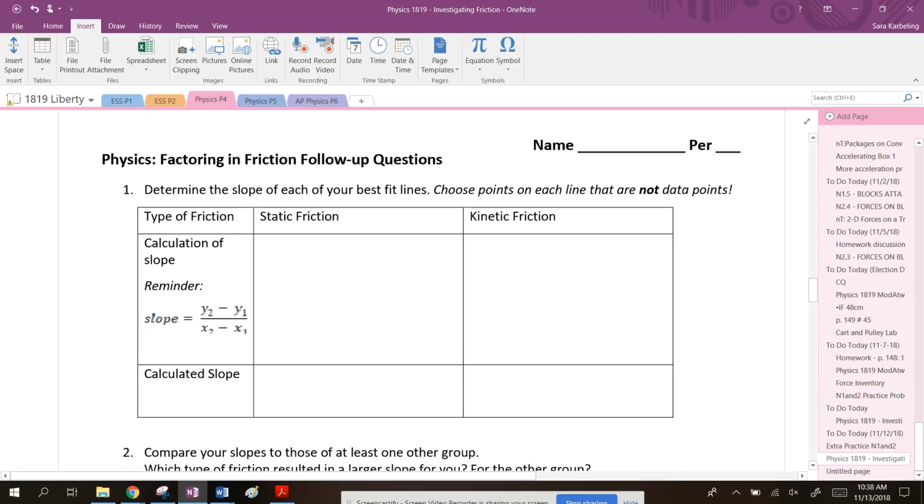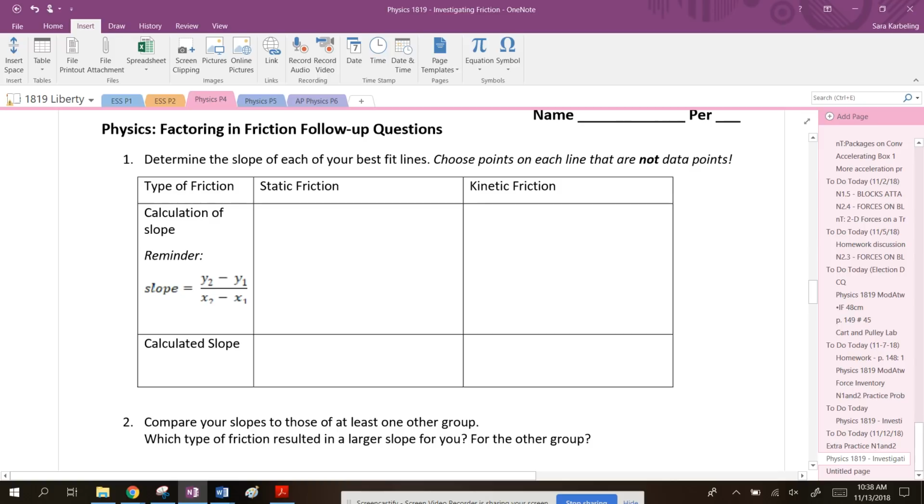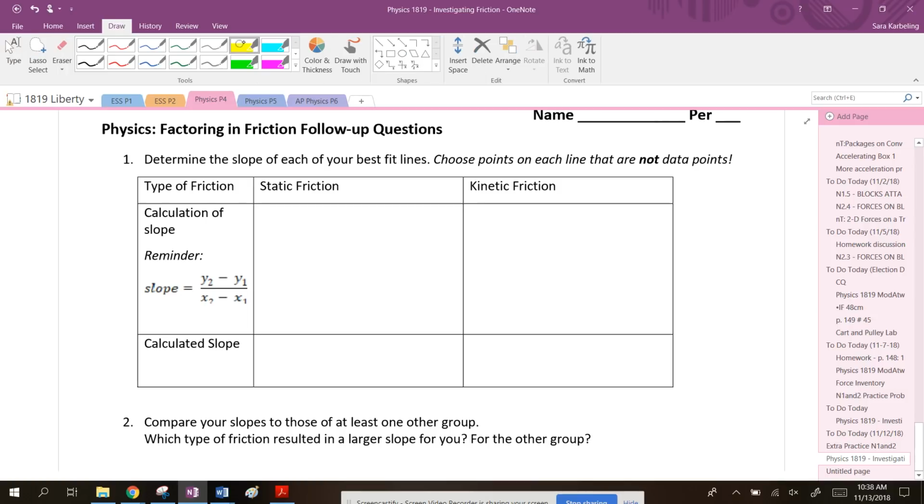Then on the new piece of paper that I've just handed out, the follow-up questions, the first thing that you need to do is to find the slope of each of your best fit lines. We've done this a couple of times, but just a couple of reminders, because I am going to grade this as lab credit. So I want to make sure that you're going to earn your credit. Okay. A couple of things.